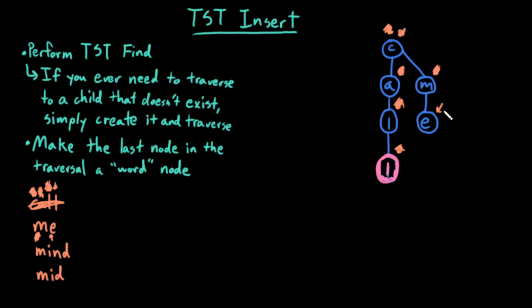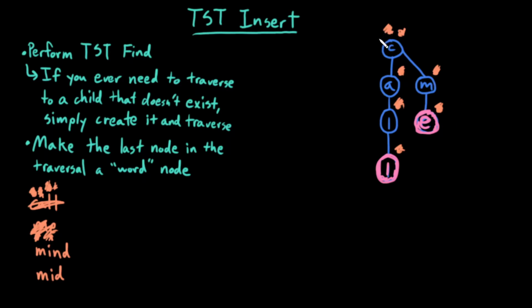I can traverse down. My current letter equals my current node's letter, and my current letter is the last letter of my word. Therefore, I'm done, and I need to make my last node of my traversal a word node. So I'm going to make it a word node. There we go. Now this word is inserted as well.